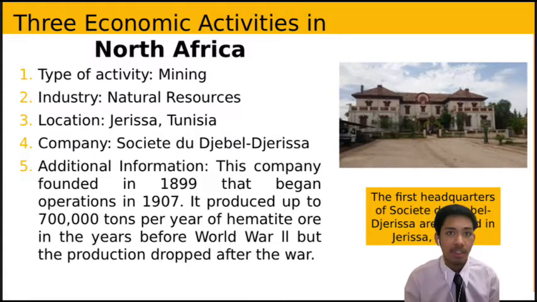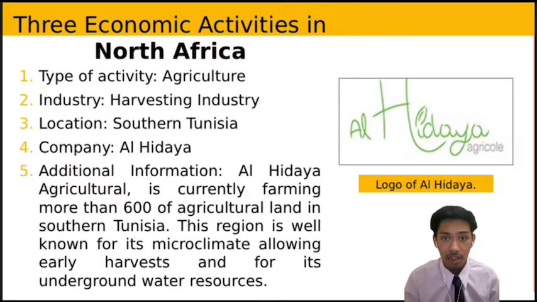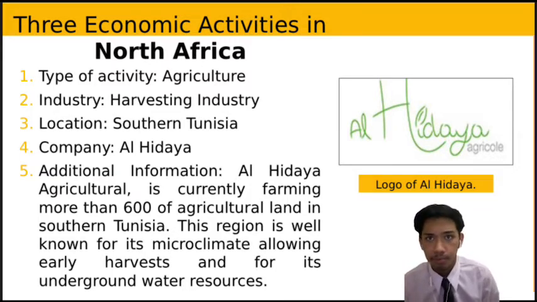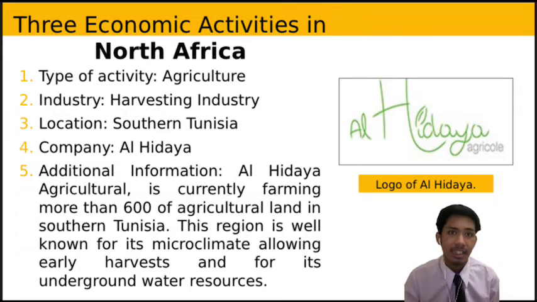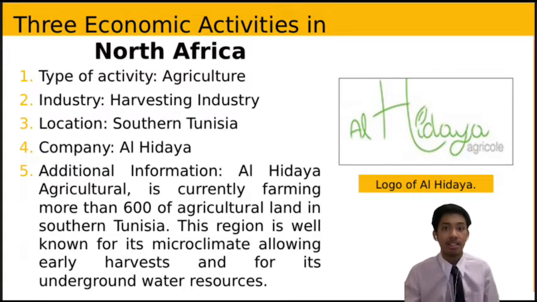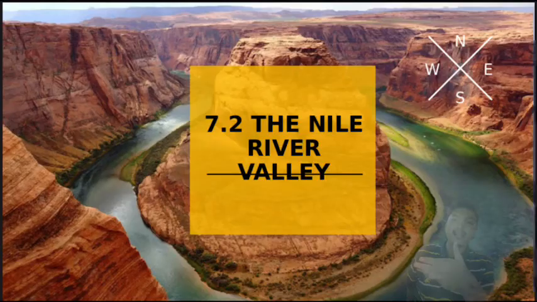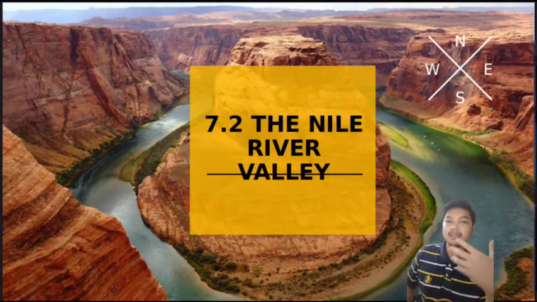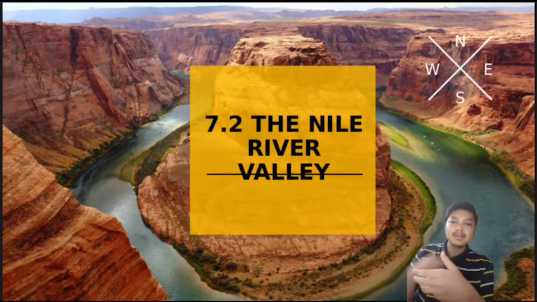The last economic activity in this sub-region is the agriculture industry, also known as harvesting activities, where the company that leads there is named Al Hidayah. The economic activity takes place in southern Tunisia. Why Tunisia, you say? It is because this region is well known for its microclimate, allowing early harvests for its underground water resources. And today we will discuss the Nile River region.